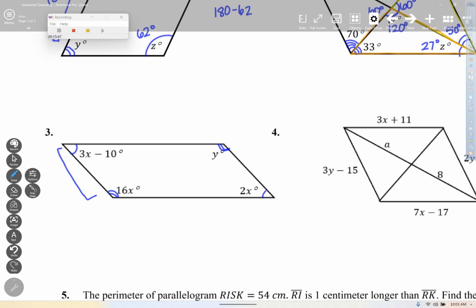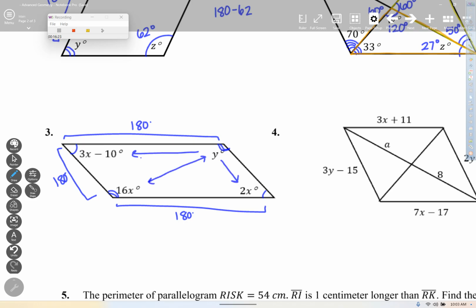Okay, we have two options here. We can go ahead and use the 180 rule, or we can use the opposite sides are equal, or angles are equal. The important thing to know is that you can't put two variables together. So I can't use the 16x and this y off the bat, and I can't use y and 2x off the bat, or y and 3x minus 10 off the bat either, because one of them has an x and the other has a y. So since I know I can't use anything that has similar variables or opposite variables, I'm going to use the things that do have similar variables.